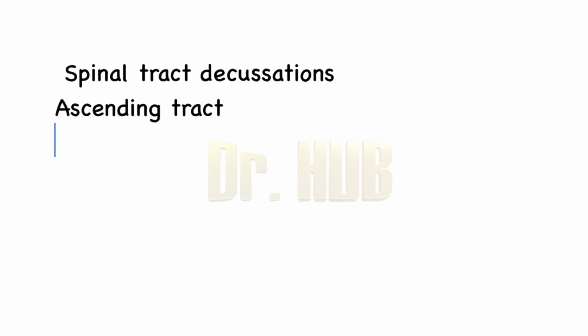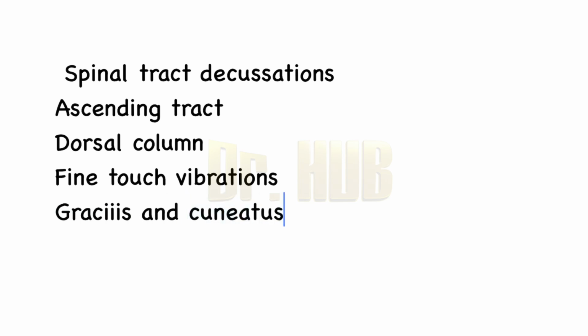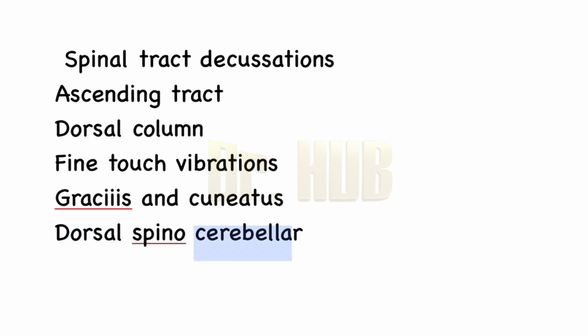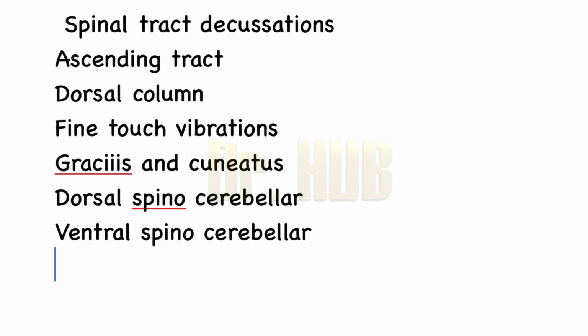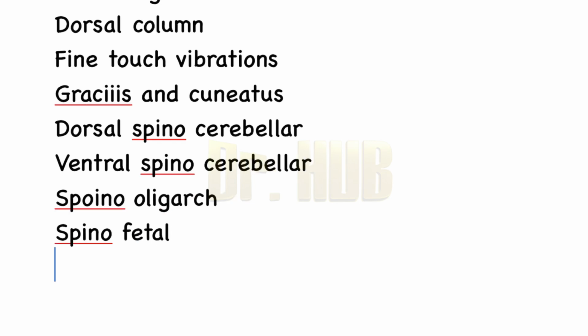The ascending tracts as a whole include the dorsal column. The dorsal column includes fine touch, vibrations, as well as the joint positions. Then it includes the fasciculus gracilis and the cuneatus. Next there is also the dorsal spinocerebellar. Then comes the ventral spinocerebellar. Then comes the spino-olivary and the spinotectal. Then comes the ventral spinothalamic.